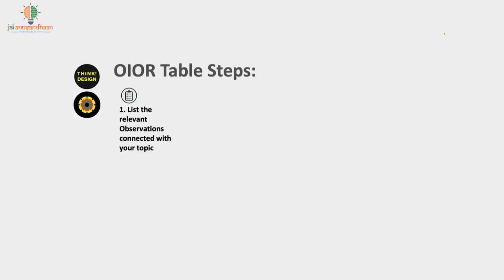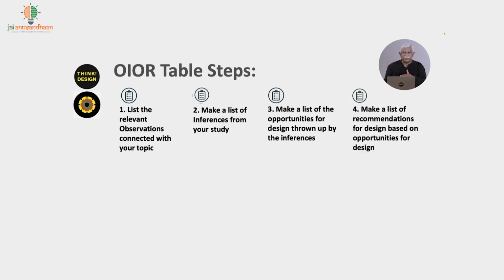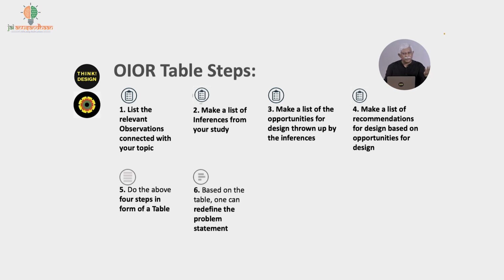Let us look at its steps. First, list the relevant observations, again connected with your topic. These would have come both from primary and secondary research. Make a list of inferences from your study. This is part of the analysis. Make a list of opportunities for design thrown up by these inferences, and then make a list of recommendations for design based on opportunities for design. And you can do this as a form of a table, and based on the table and looking at its priorities, you can actually revisit and redefine the earlier problem statement itself. Okay, so, list of observations, inferences, opportunities, recommendations, make a table and then redefine the problem statement.